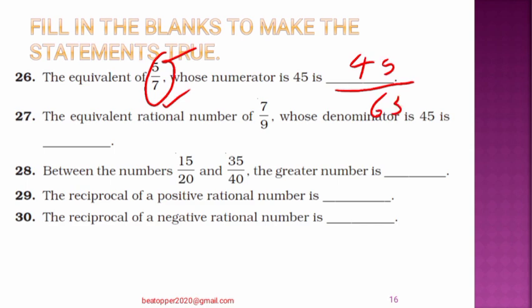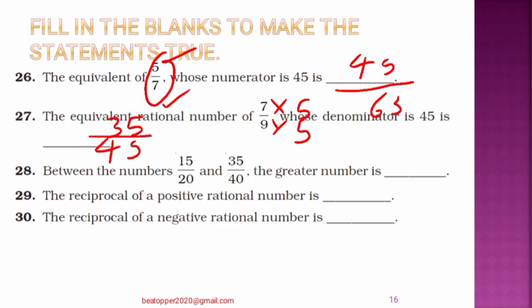Next question: the equivalent rational number of 7 by 9 whose denominator is 45. We have to use the same method as the first question. The denominator is 45, meaning we are multiplying 9 by 5 to get 45. So we have to multiply the numerator also by 5. The numerator is 7 into 5, 35. So this is the answer.